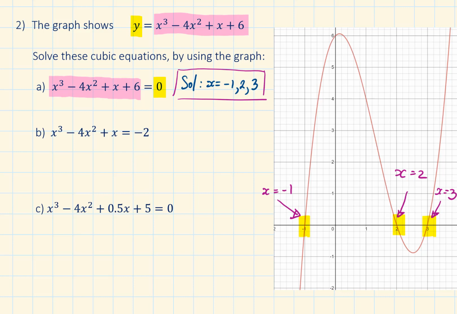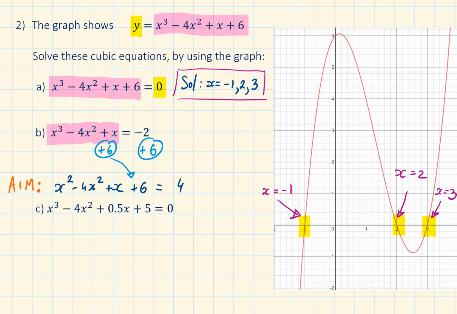Let's compare part B. X cubed is the same, minus 4x squared is the same, and plus x is also the same. We are missing the plus 6. Our aim is to make this side identical to that of the graph. So we need a plus 6 there. We can now add 6 to both sides of the original equation, and that will give us an extra 6, and then minus 2 plus 6 is equal to 4.